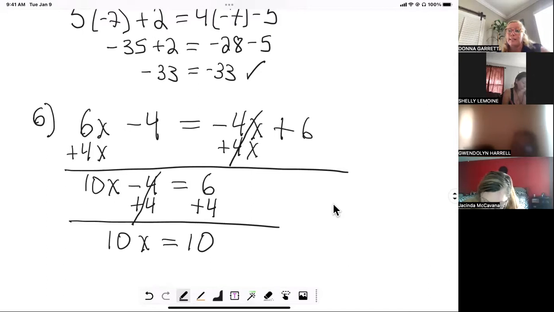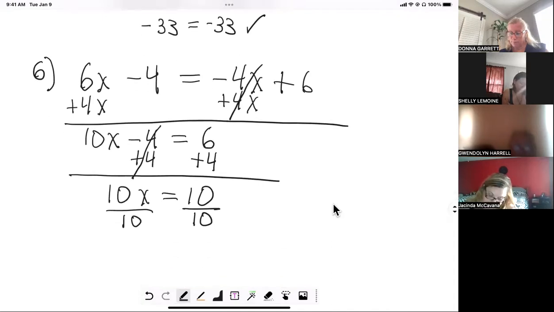And the only thing I have with x now is 10, and it's being multiplied. So I want to divide by 10 so that I have x by itself on both sides. So 10 divided by 10 is 1, but I'm just going to put x, and 10 divided by 10 on this side is 1. So I have x is equal to 1.